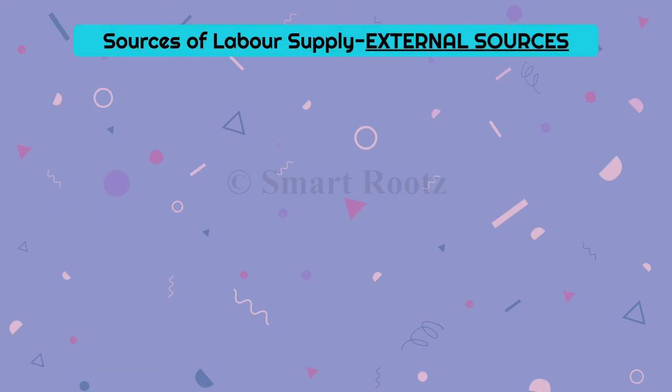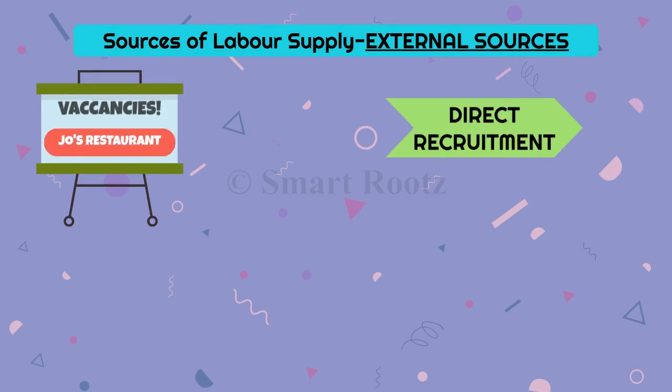Now let's discuss some of the external sources of labor supply available for Joe. Direct recruitment. Under this method, a notice board will be placed outside the organization specifying details of jobs available. Job seekers will assemble on the specified date and selection will be done on the spot. This is an inexpensive method because it does not involve any advertising cost.